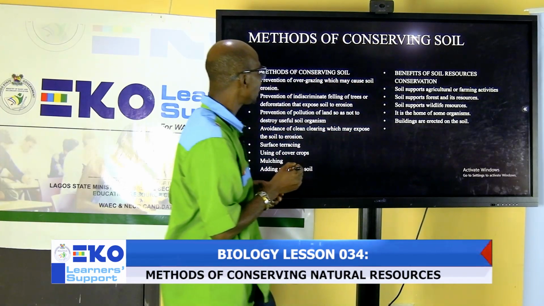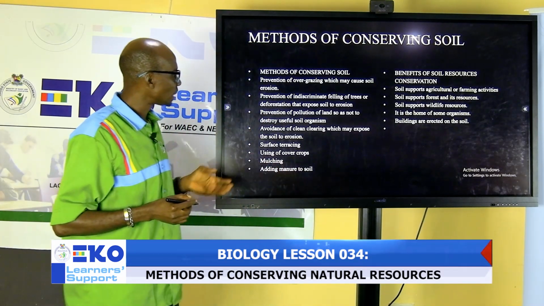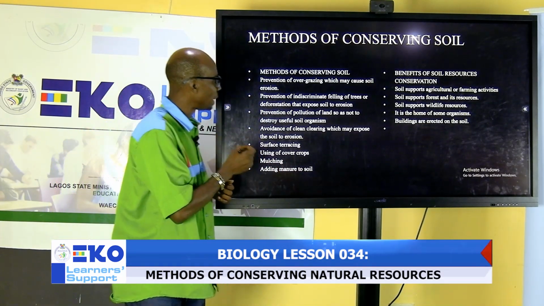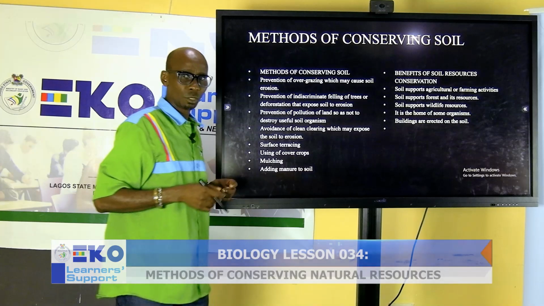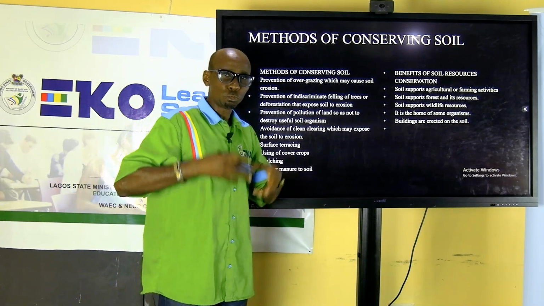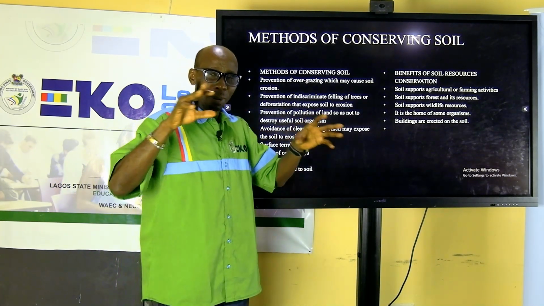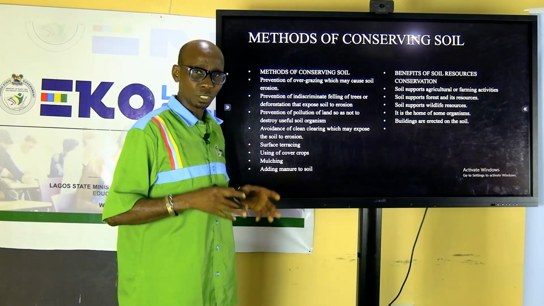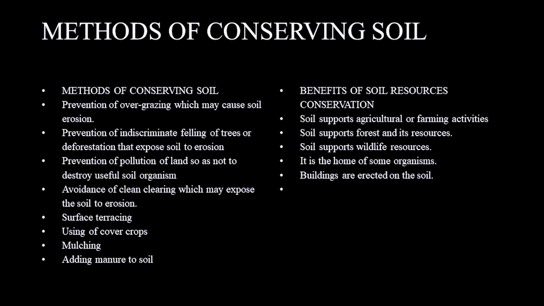The next one is soil. How do we conserve soil? We conserve soil by preventing overgrazing. We don't allow animals to feed too much, thereby exposing the soil surface to erosion. Prevent indiscriminate felling of trees. We don't cut just any trees. We select trees that we cut. We select old trees and leave the young ones, so that as we are cutting the old, the young ones will make up for the ones we have cut.